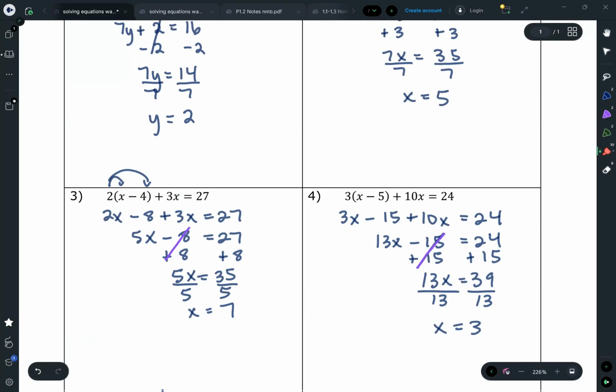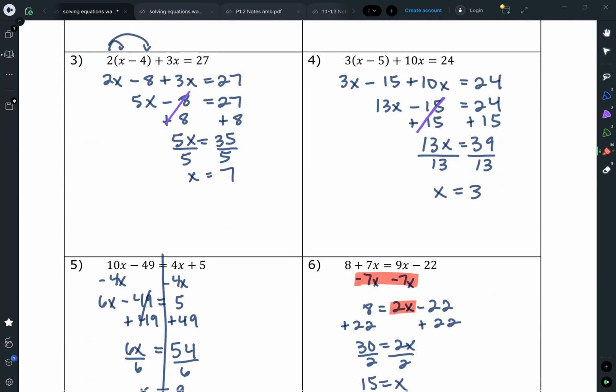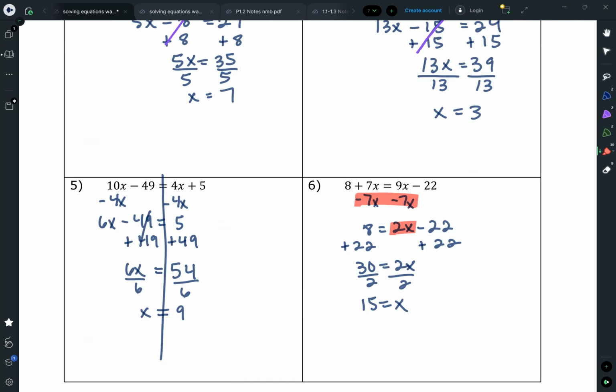So this, again, is just a quick review of more difficult equation solving where there's some simplifying first. As always, if you need help, please make sure that you ask.